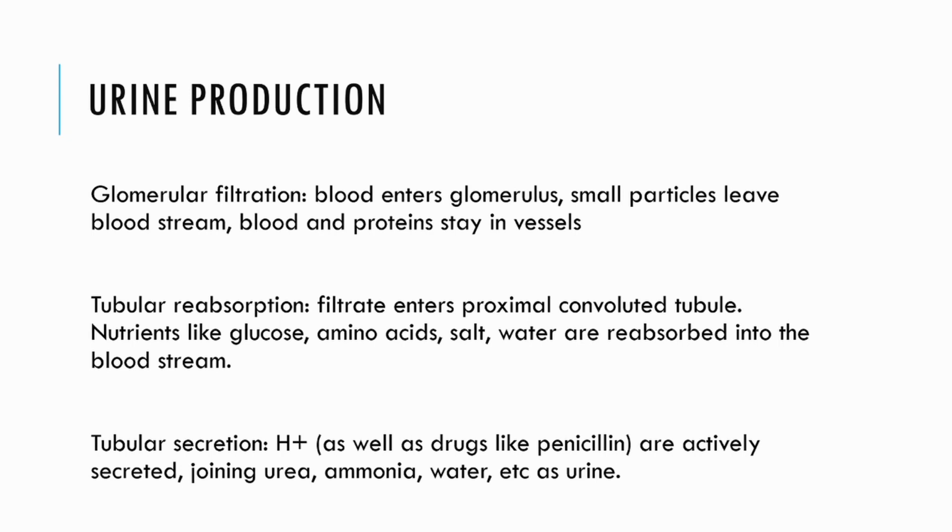Lastly, we get to our 3rd step, tubular secretion. Things like hydrogen ions, as well as metabolites from drugs like penicillin, are going to be secreted into the nephron, joining up with the urea, ammonia, some water, etc. as urine. This helps us maintain pH balance of the blood. Hydrogen ions are acidic, and so by pulling those acidic components out of the blood, we can keep our blood's pH at about a 7.4.